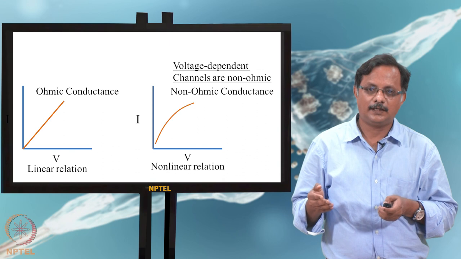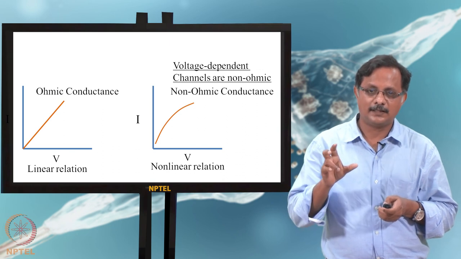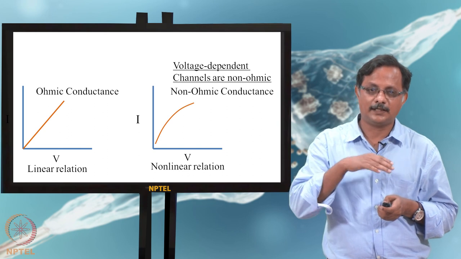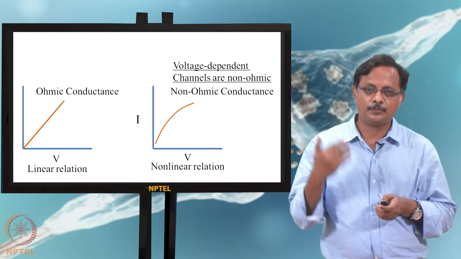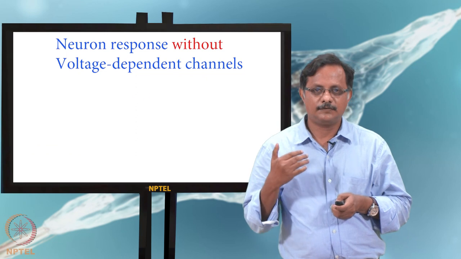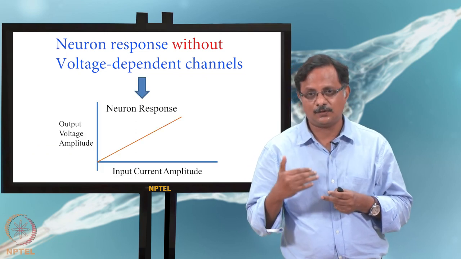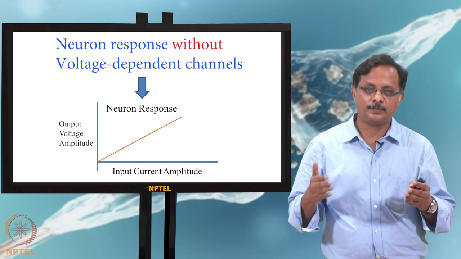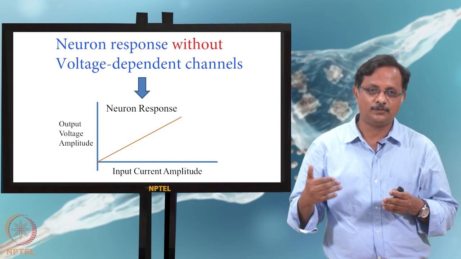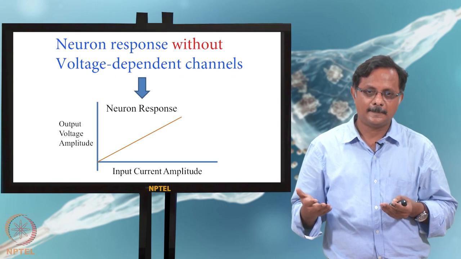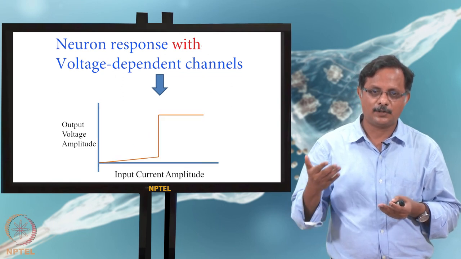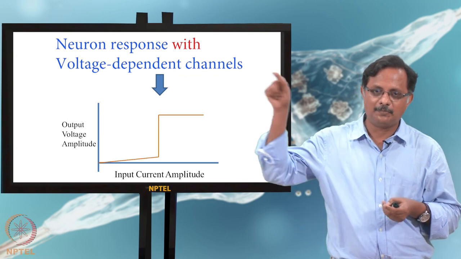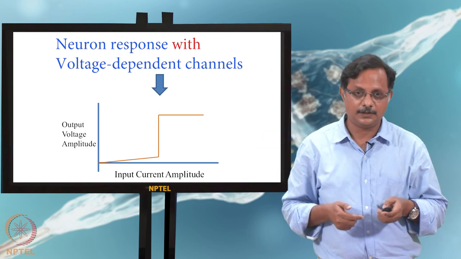So, the nonlinearity that exists at the level of single channels translates into a nonlinearity in the response of the whole neuron to input current. If you did not have voltage dependent channels, if you had only voltage independent channels like the leakage channels, the neural response would be linear to input current. You will never have any action potentials. Whereas because of the voltage dependent channels, the neural response is nonlinear. You have this kind of a step like response in the voltage.